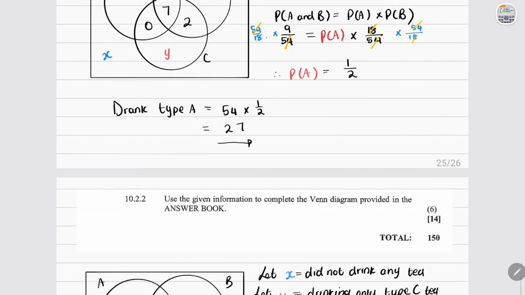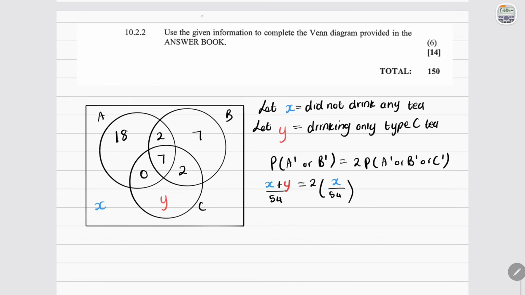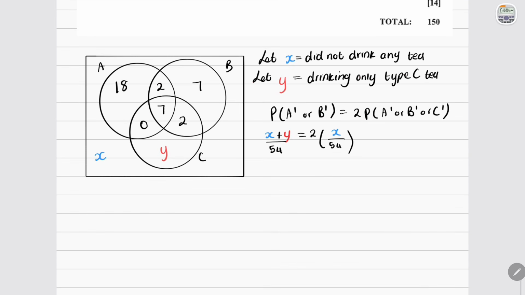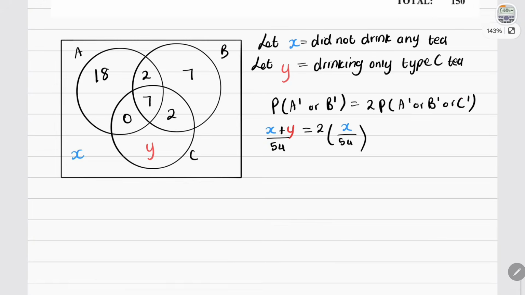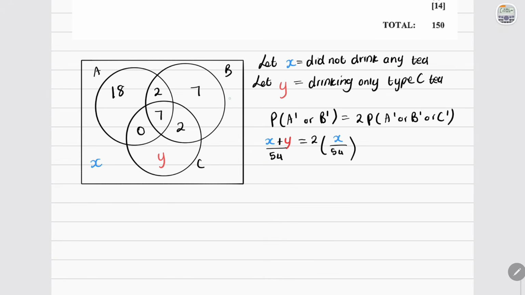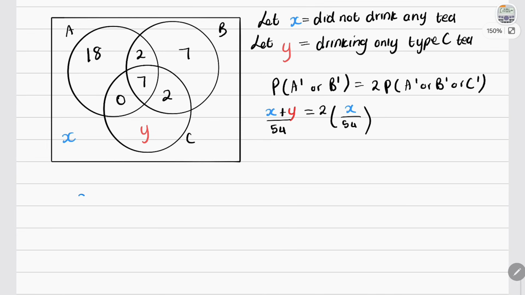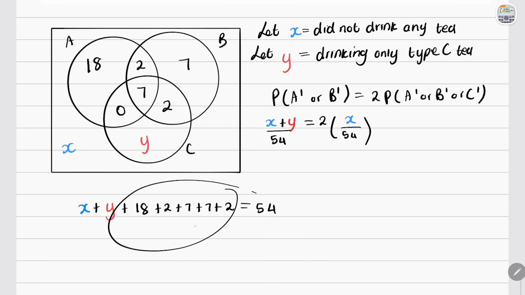With C, there's not much info that we have. Everything that we have, we've used already. We've put it in all the places it should be. The only thing that we do have is the sample space. We know that there's a total of 54 people in this study. So why don't we add everything up together, and it should give us 54. That is the X people plus the Y and then plus everything else: 18, 2, and then 7, 7, 2. Let's see what we get with all these numbers.